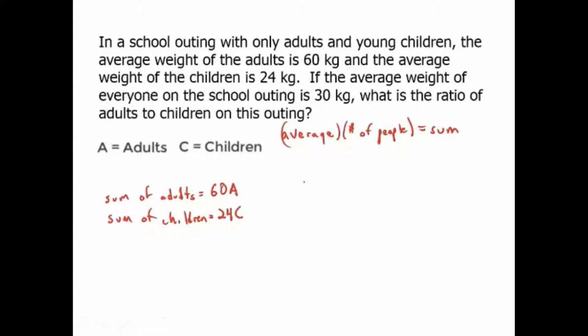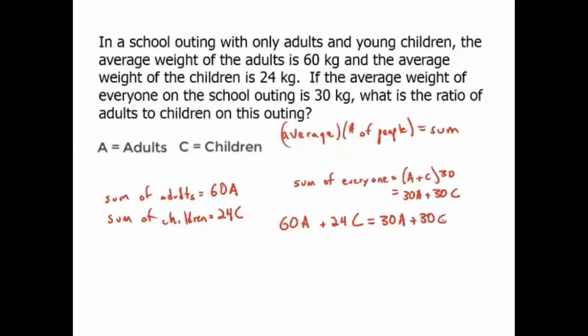The sum of everyone is all the people, which is A plus C, times their average, which is 30. And we can just write this out as 30A plus 30C. Well, it must be true that the sum of the adults plus the sum of the children equals the sum of everyone. So it must be true that 60A plus 24C equals the sum of everyone, 30A plus 30C.